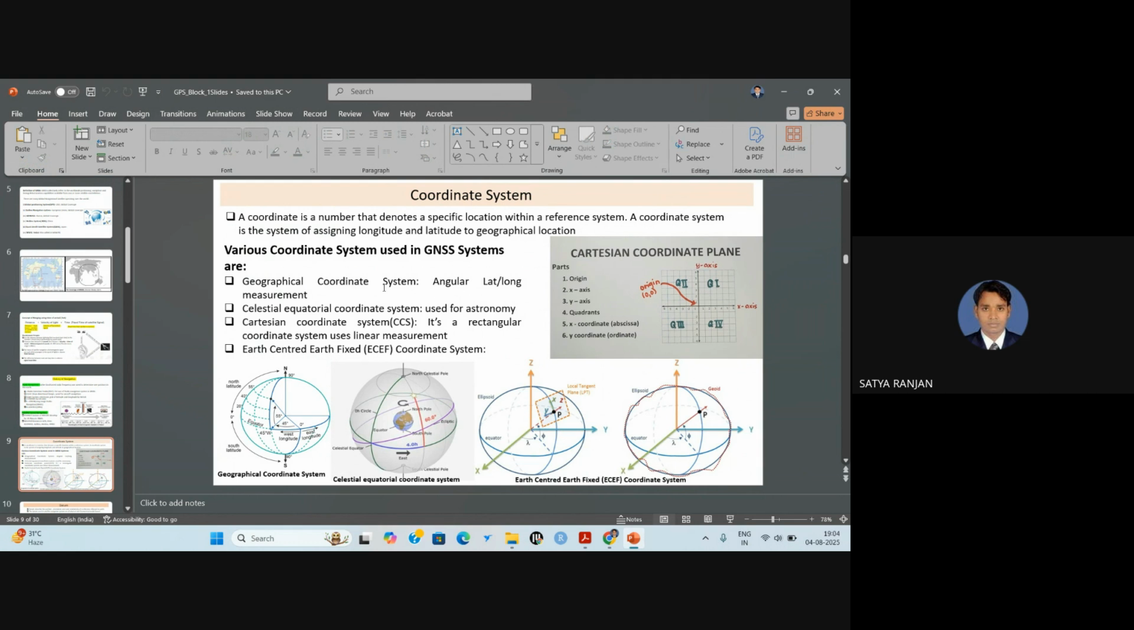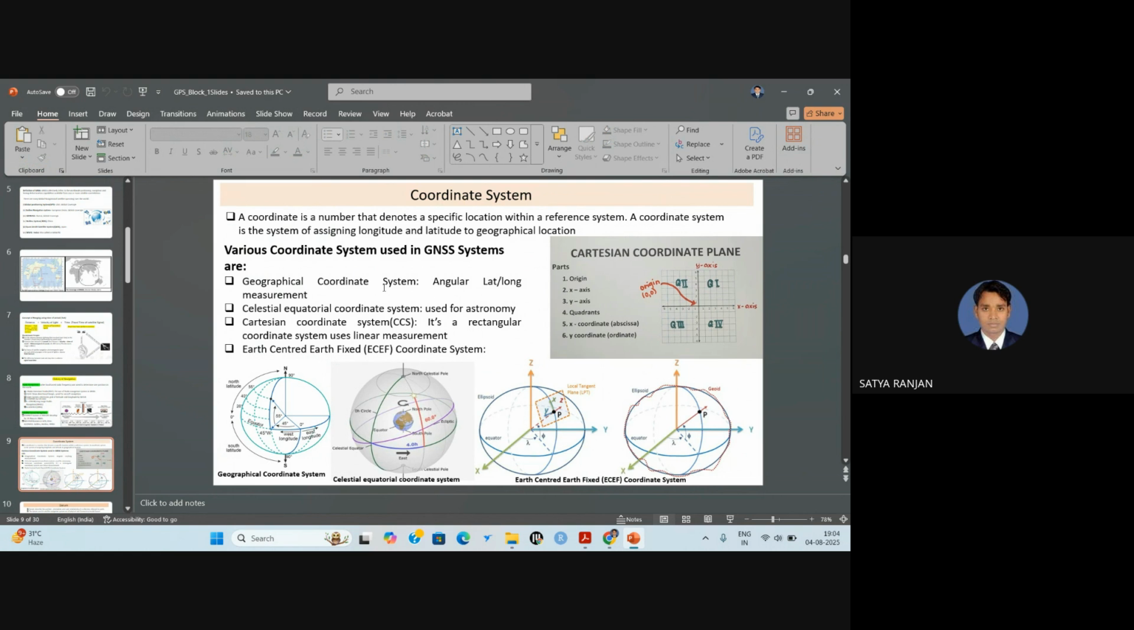Various coordinate systems used in GNSS, that is Global Navigation Satellite Systems, include the geographic coordinate system, which is widely used in different software like ArcGIS, then QGIS, and different GPS systems. It is a latitude, longitude, and angular based measurement. From the center of Earth, we use latitude and longitude in the form of angles. Then the celestial equatorial coordinate system is used for astronomy.